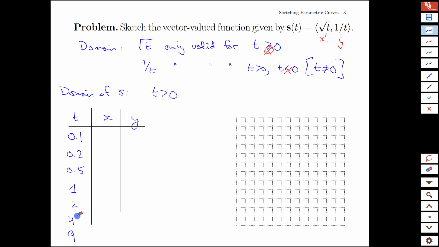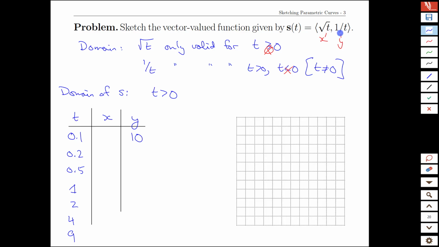Then we'll get some nice values for some of the coordinates, x and y. One of these is straightforward. Let's do it first in the interest of faster calculations. 1/t is our y value. So if t is 0.1, type into your calculator or do fractions, we're going to get 10.